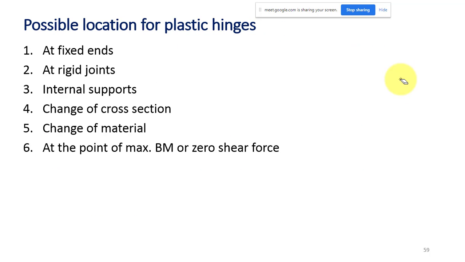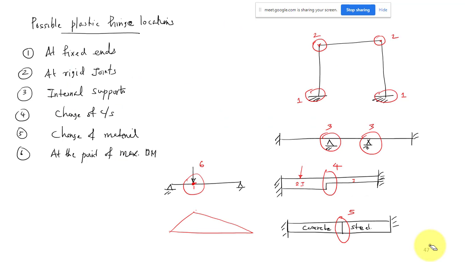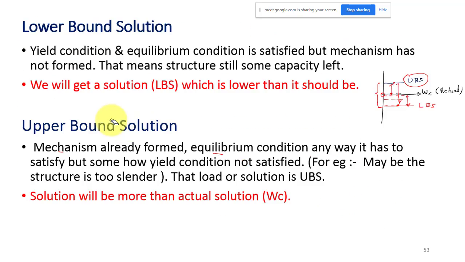The possible locations for a plastic hinge can be at the fixed end or rigid joint, an internal support of a continuous beam, wherever you have a change of cross section, change of material, or point of maximum bending moment. Maybe slide number 59; I think I have explained this with examples and drawings. You can refer to 49, 59 or 47. Wherever you have a change of cross section, that is indicated by MB in one segment and 2 MB in another segment. That means your cross section has changed, so at that junction you can expect a plastic hinge may form.